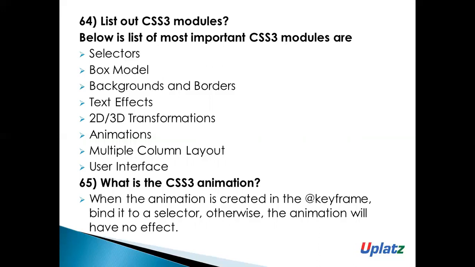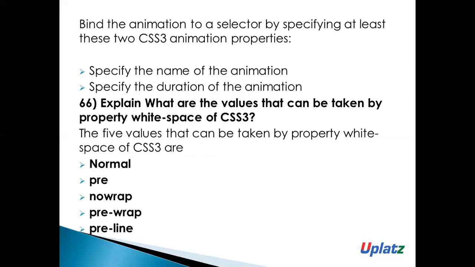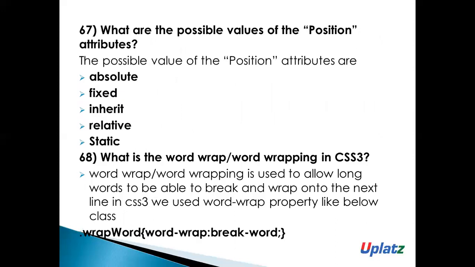What is CSS3 animation? Already discussed: add keyframes and bind the animation. Two things we need to do for animation: one is to name it and the other is to specify the duration. What are the values taken by the white-space property of CSS? Five values are taken by the white-space property: normal, pre, nowrap, pre-wrap, pre-line. Possible values of position are absolute, fixed, inherit, relative, static. These are the possible values you can give for the position attribute.